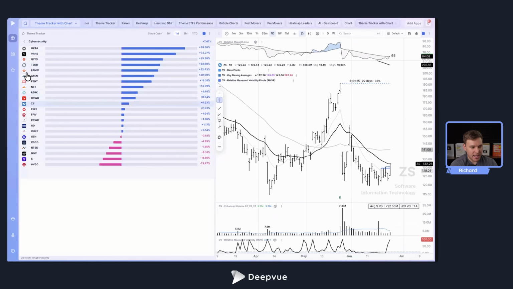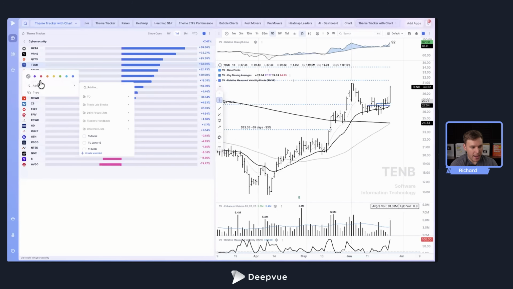And if any of these names are interesting, you can go ahead and click their logos and add it to one of your colored lists or add it to another watch list. So this is a great way to do top-down analysis, looking at the themes themselves and then looking for the setups within the themes.